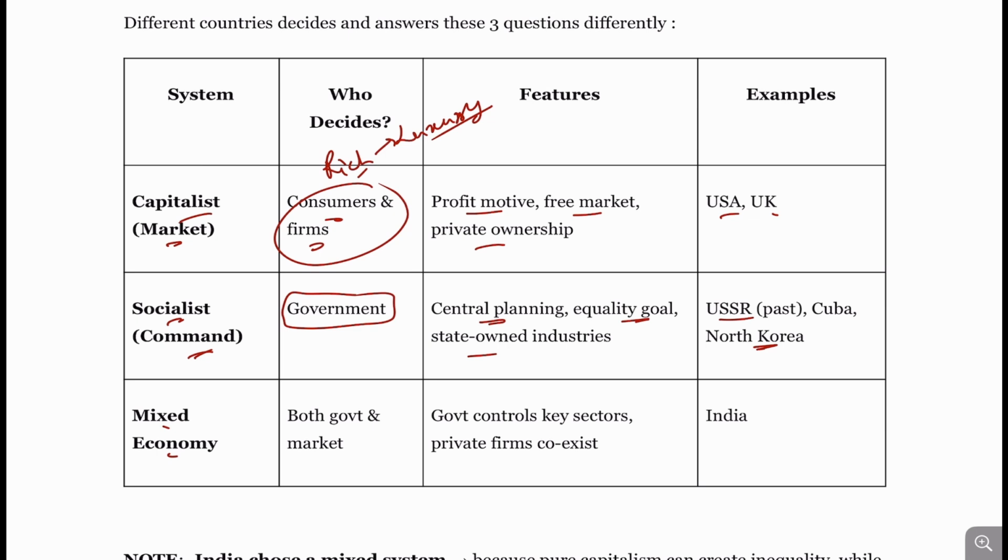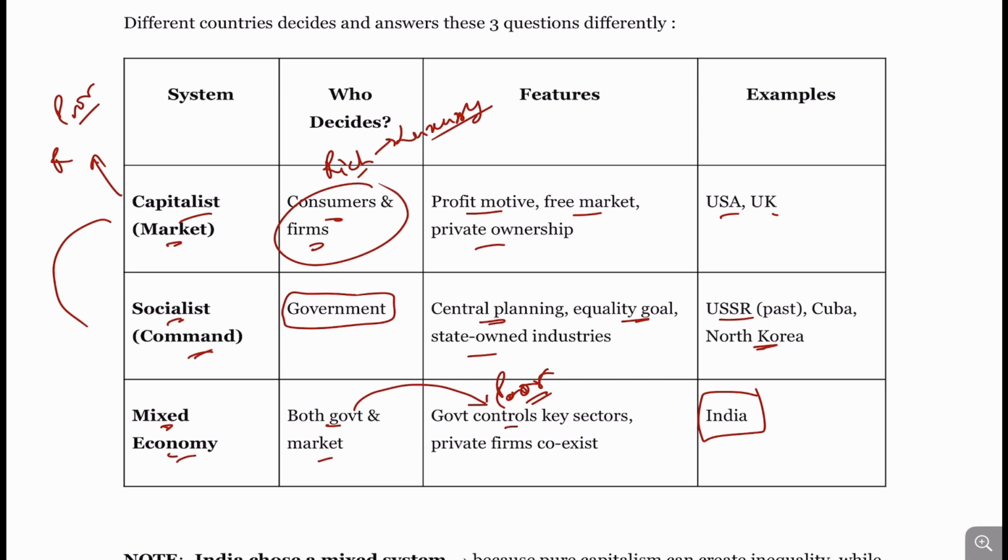But in between these two systems is the mixed economy, which is followed by India today also. So both government as well as market decide. Government decides for the poor section of society, because in the capitalist market there is an inherent problem that it caters to the rich and ignores the poor. So in a mixed economy, government decides for the poor people of the economy.